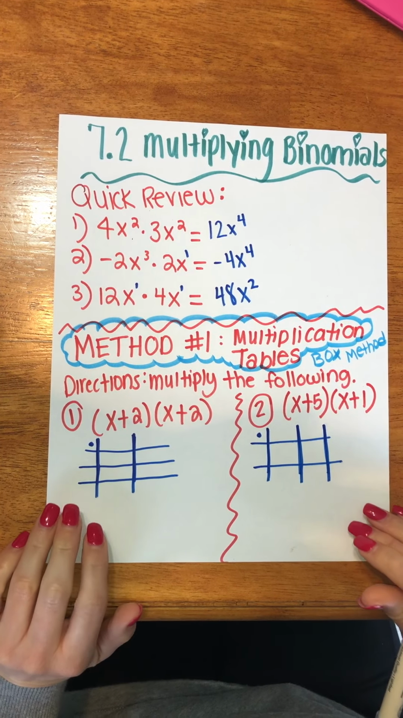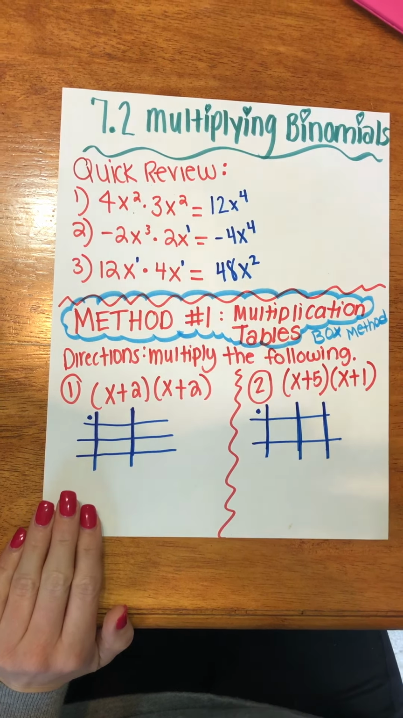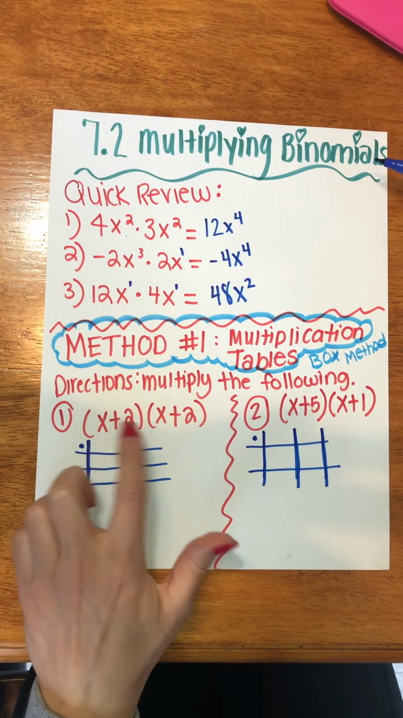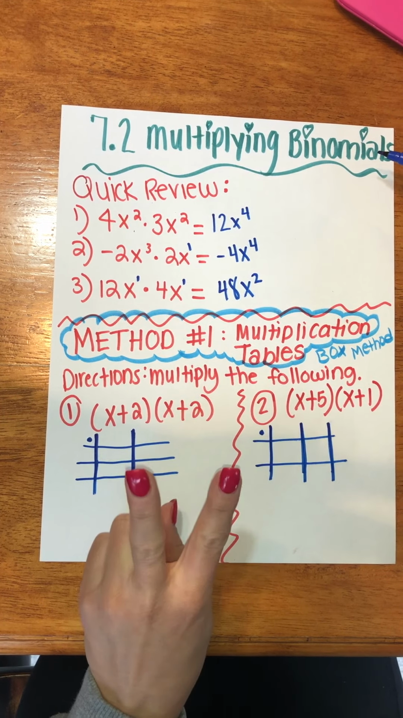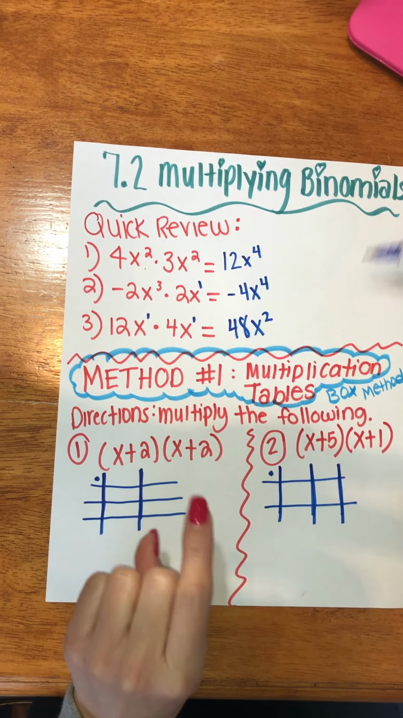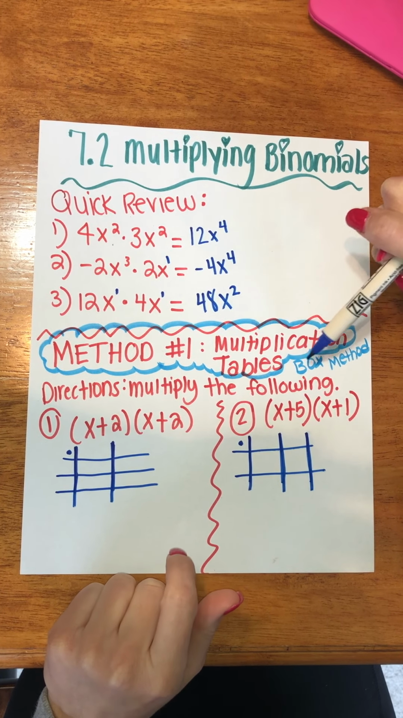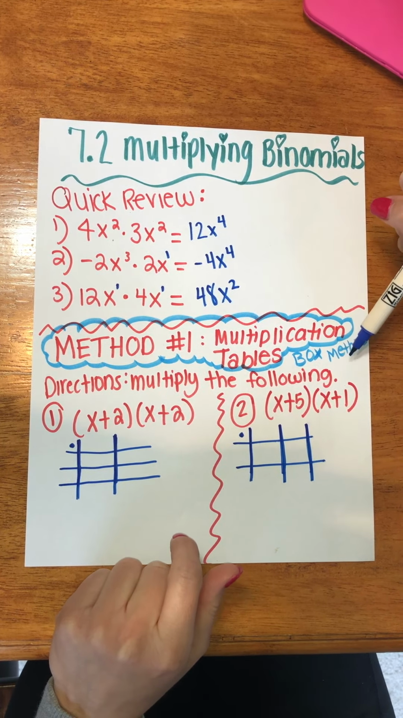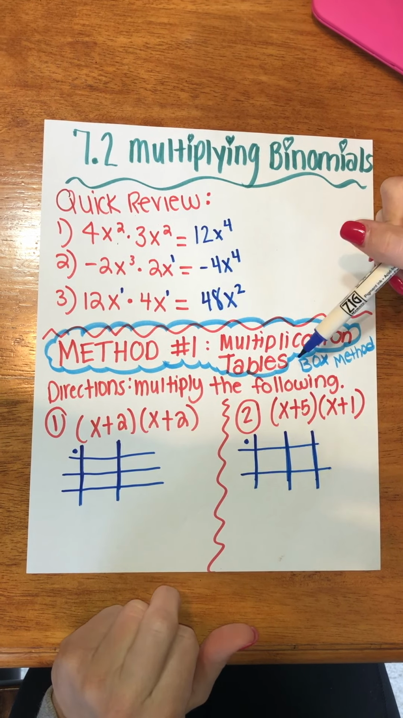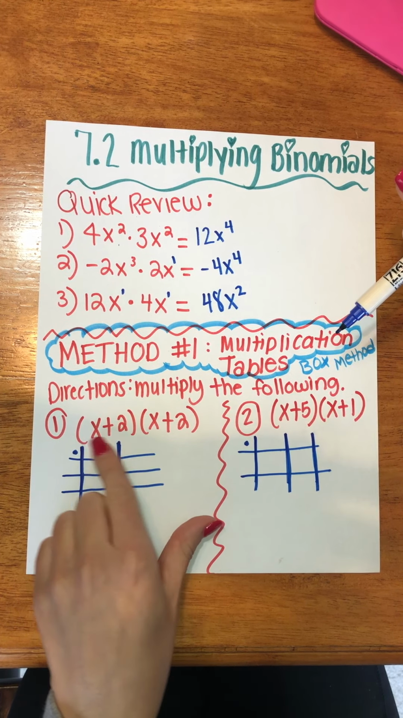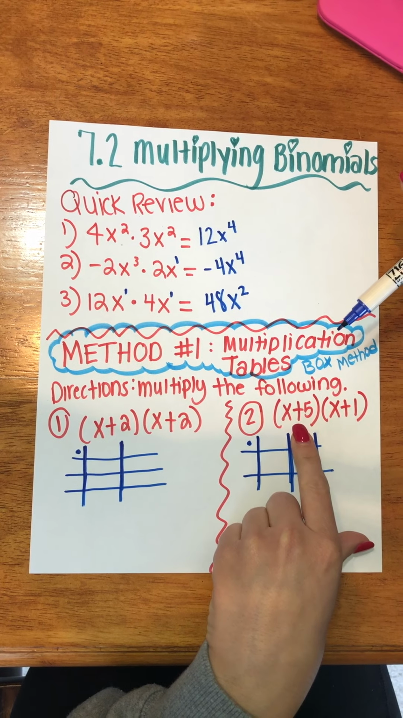All right, now today we're learning a new method. When you multiply binomials, which are the two, you have two methods that you're going to use. The method that we're going to learn today is called a multiplication table, or sometimes it's called the box method, but either one works. So a multiplication table is a method to multiply two binomials together.